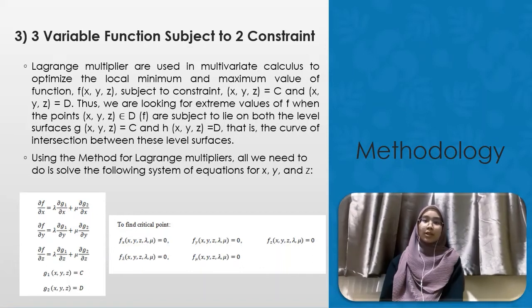Using the method of Lagrange multipliers, all we need to do is solve the following system of equations in x, y, and z. We need to find delta f over delta x, delta f over delta y, and delta f over delta z. To find the critical points, the partial derivatives of f with respect to x, y, z, lambda and mu are set equal to 0. In this case, we have two Lagrange multipliers, lambda and mu, which may not need to be solved for in order to find the points for which f contains extrema subject to the constraints g and h.